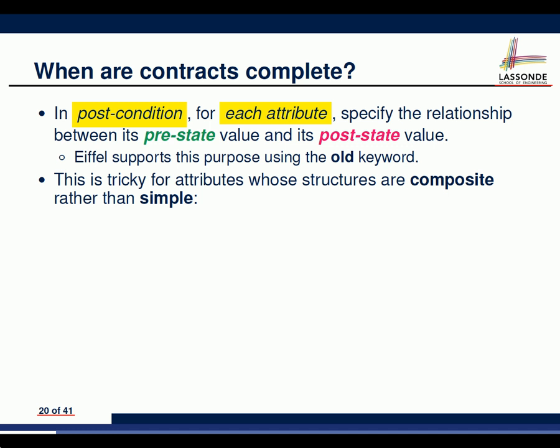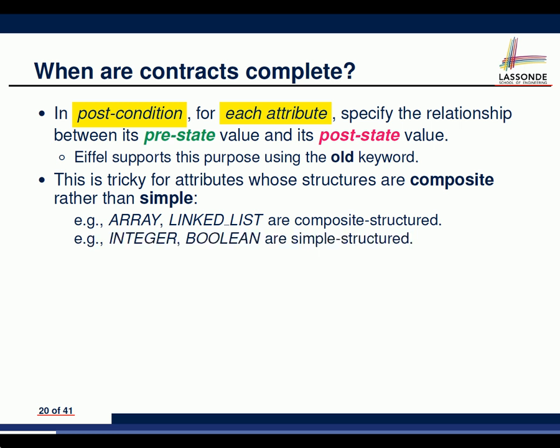Okay, let me give you some principle over here. For example, array, linked list, or any tree, composite structured types, okay? Versus integer or Boolean. These are really, really straightforward to have.